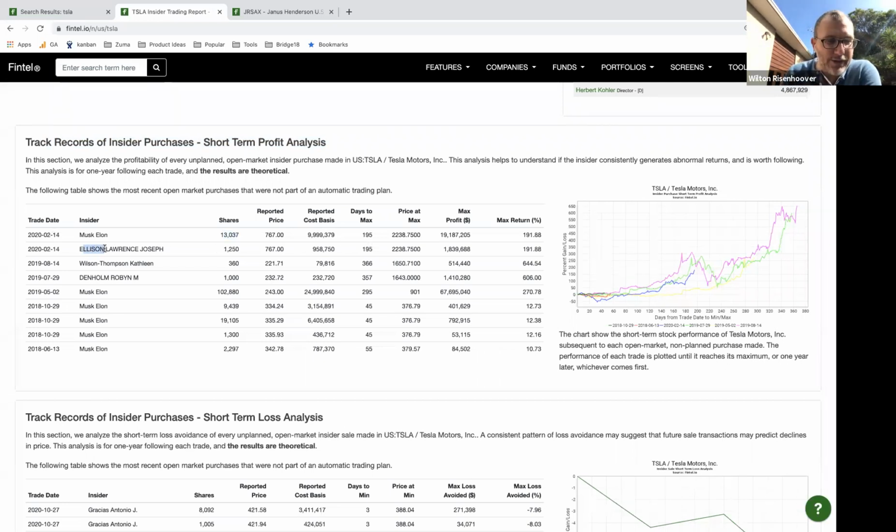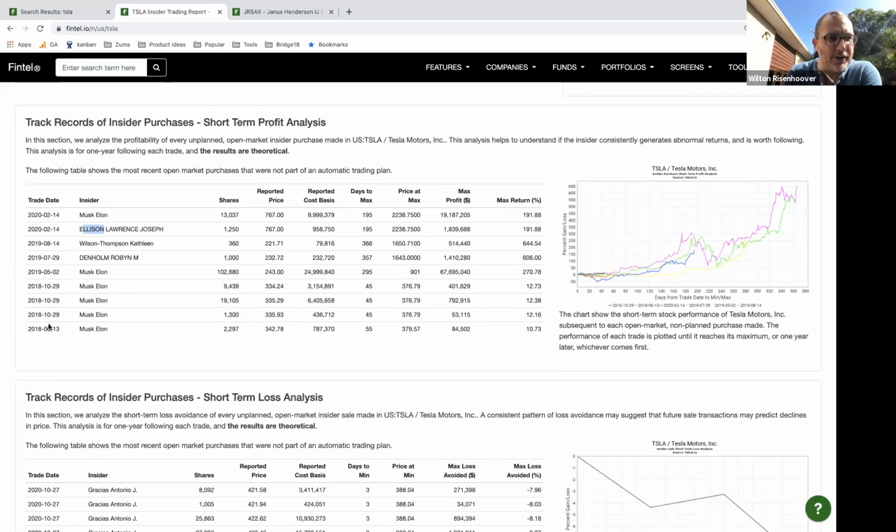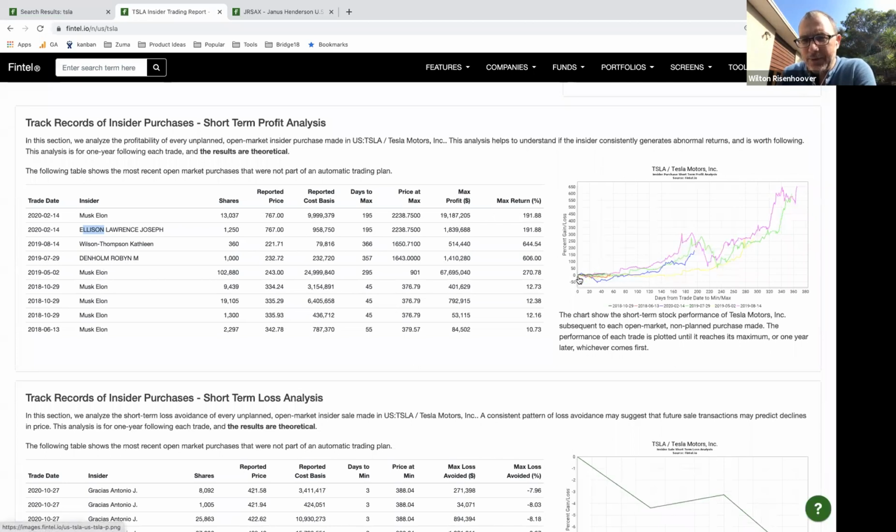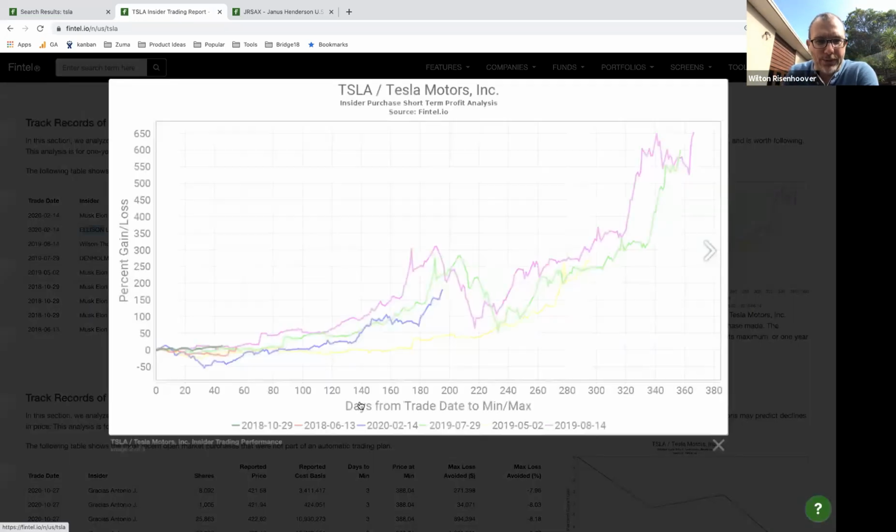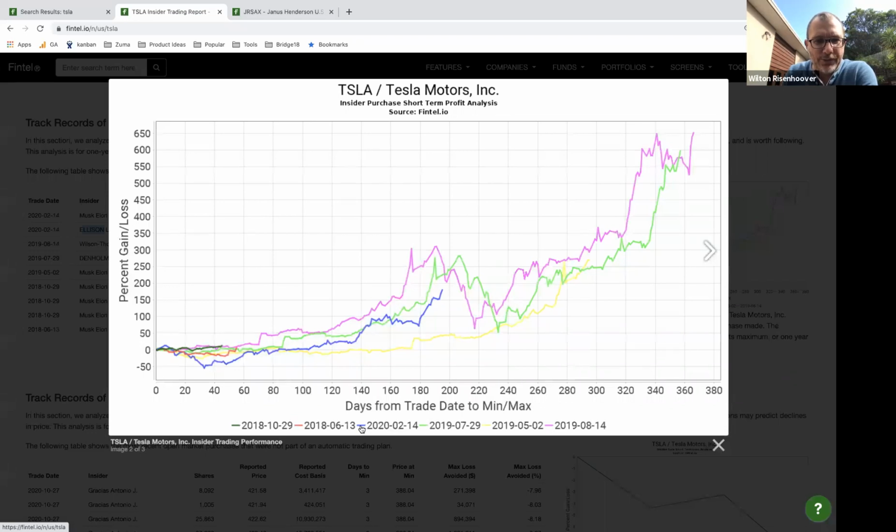So Larry Ellison, the CEO of Oracle, and a couple other people, mostly Elon Musk, has been buying these shares. There's not a whole lot of them, but there's enough here. And what we do here is we actually plot the performance of those trades in the following year. So in this case, let's look at this Elon Musk and Larry Ellison. These were done on 2/14/2020. So here's 2/14. I'm going to click on this and blow it up a little bit. 2/14 was this blue one.